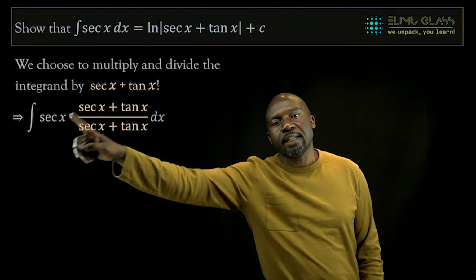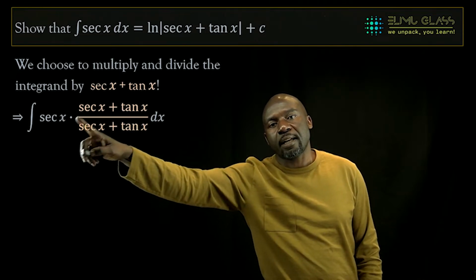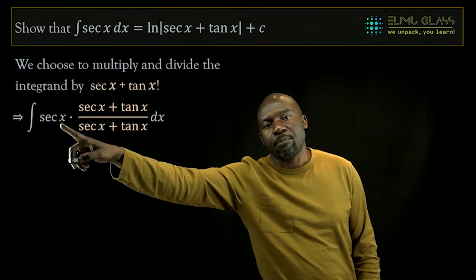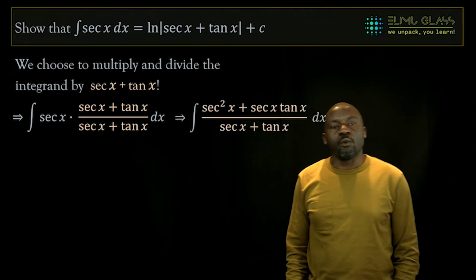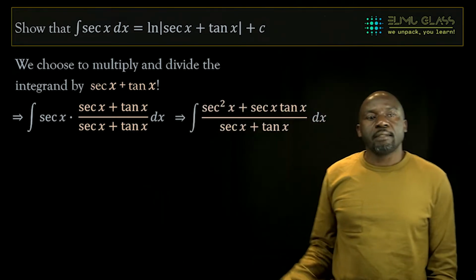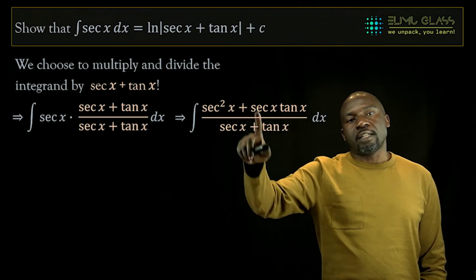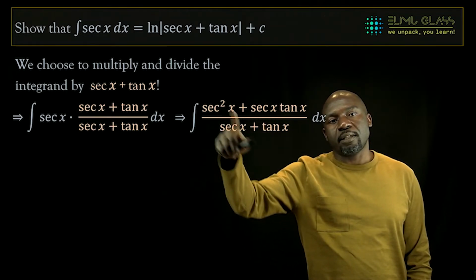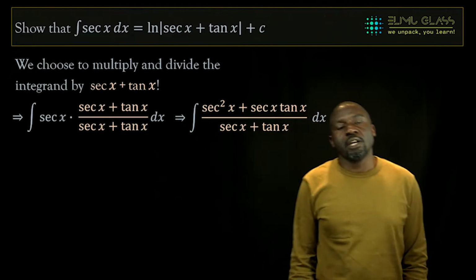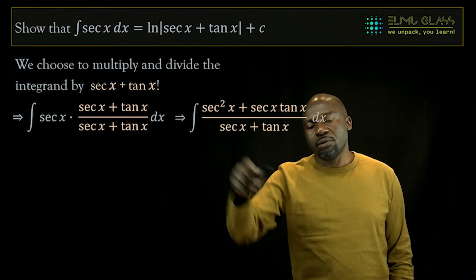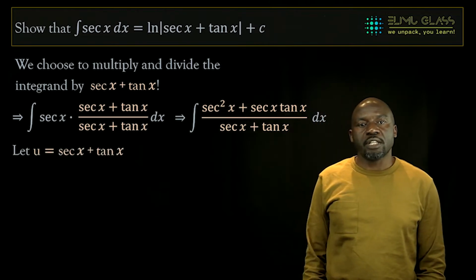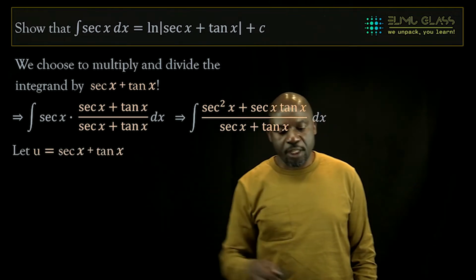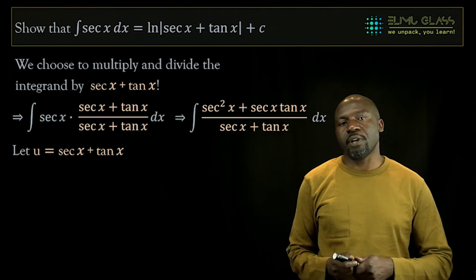If I multiply that in there, I get sec squared of x plus sec x tan x, everything over that. And once again, you can tell, or you can try and see, that the numerator there is in fact the derivative of the denominator. So using u substitution, let the denominator be represented by u, and then we differentiate this. So let's quickly differentiate before we write it down.